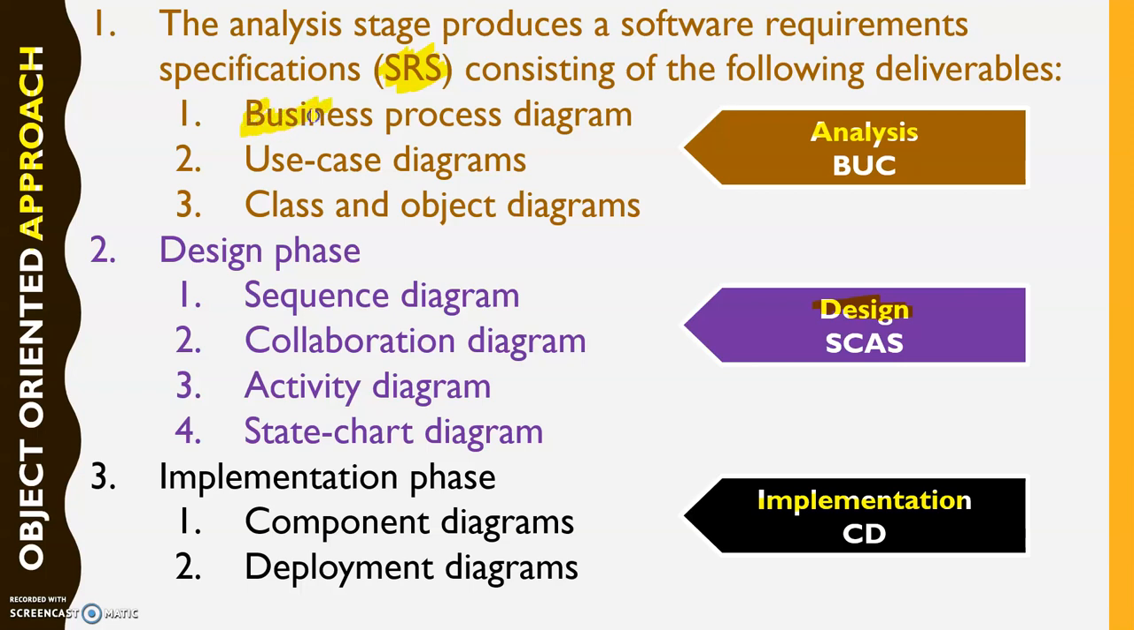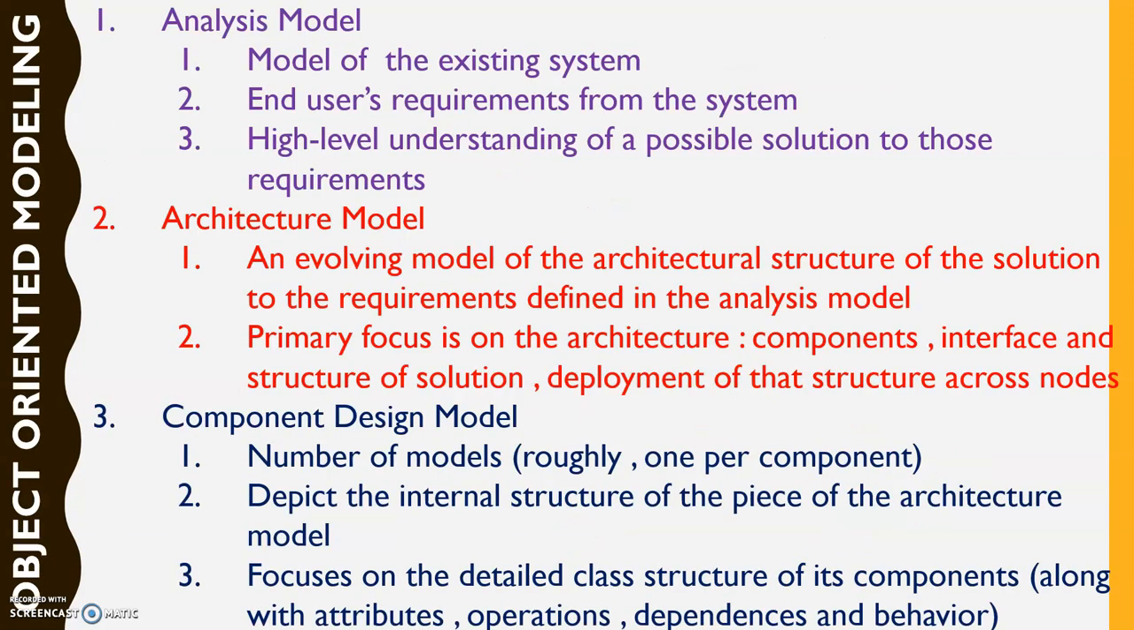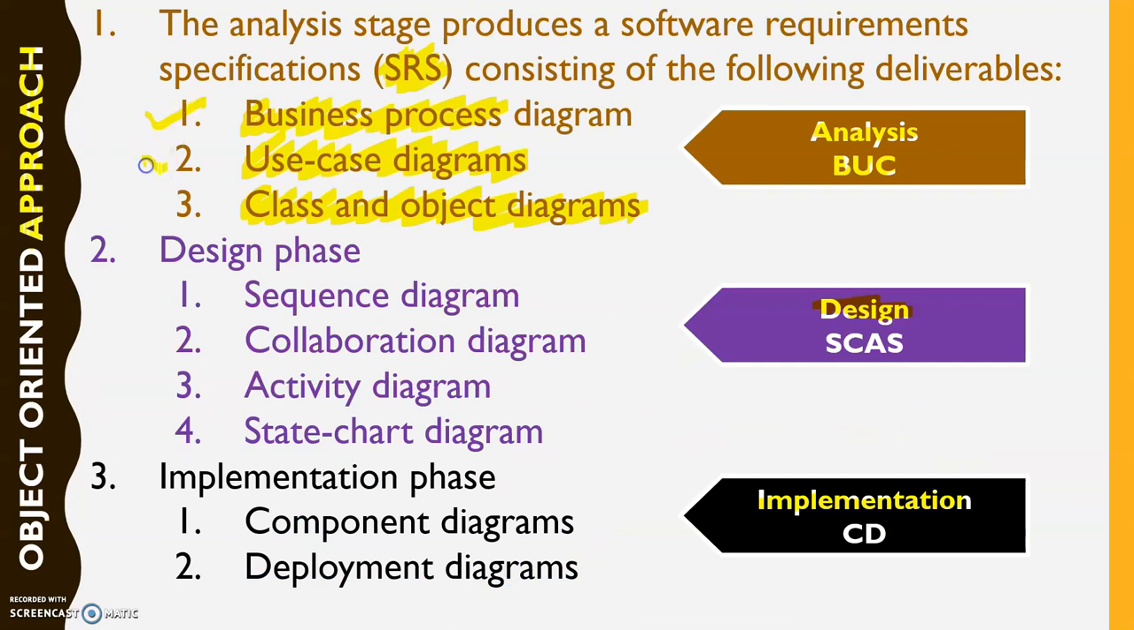First is the business process diagram, so B we have. Then we have a use case diagram, so we have a U. And the third is the class and object diagram, so we have C. When I say different approaches, it means you need to provide diagrams, a design of your model, of your work, and for that, 3 different diagrams you can provide at the analysis stage: business process diagram, use case diagram, class and object diagram. We will study all these diagrams in detail in the next unit.